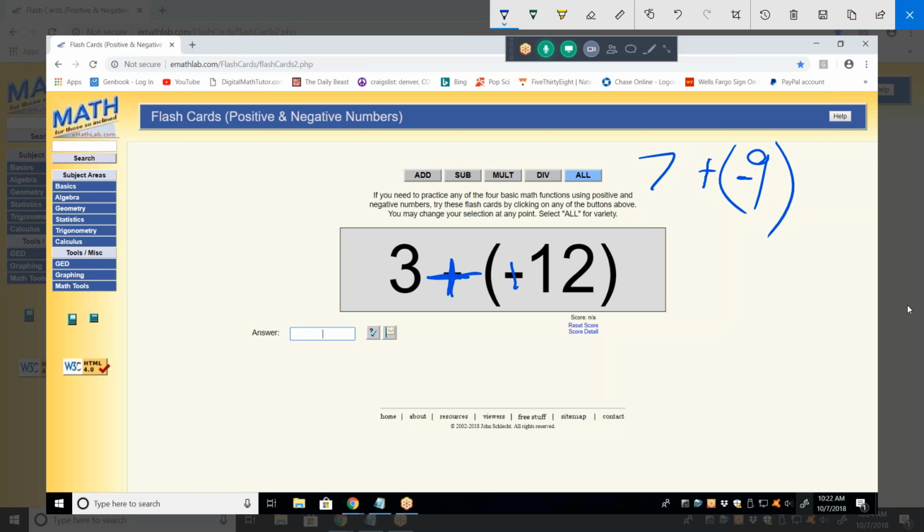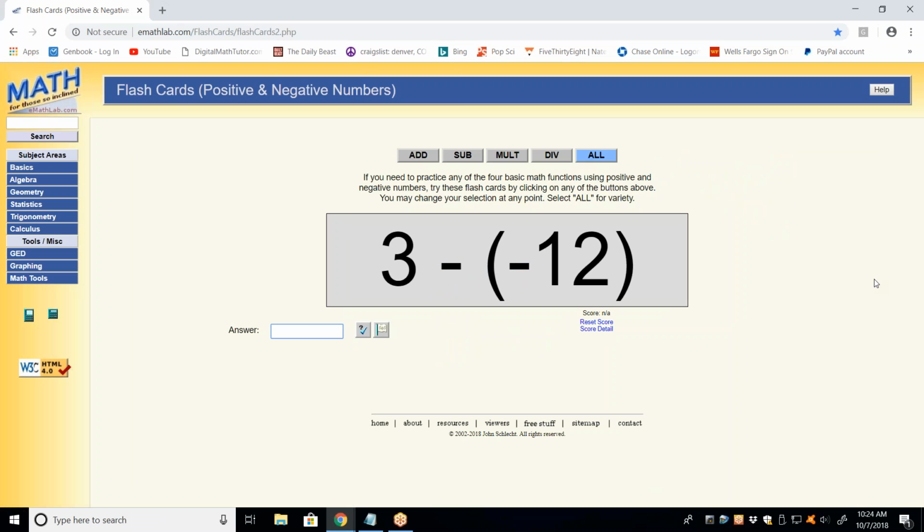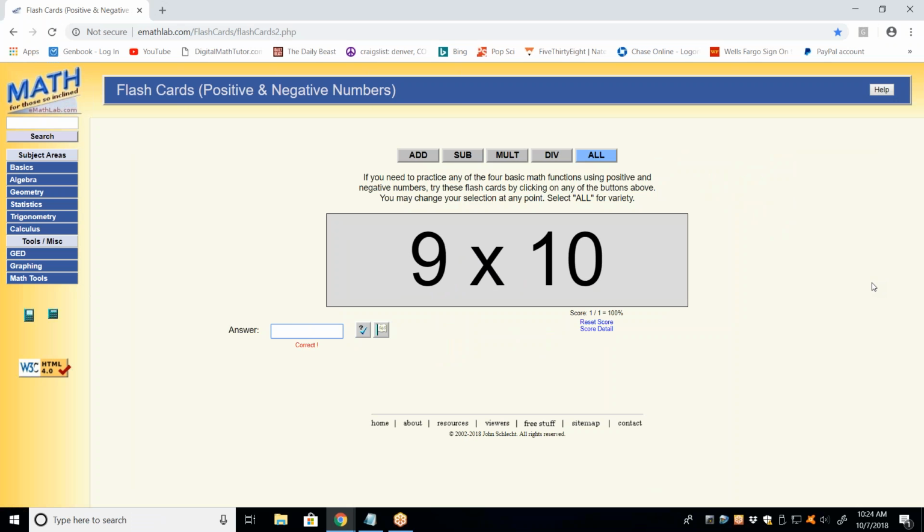So, what is 3 plus a plus 12? Isn't that negative 15? Oh, well, no, that's just 15. Okay. Go ahead. 90. For my one, that's 3.